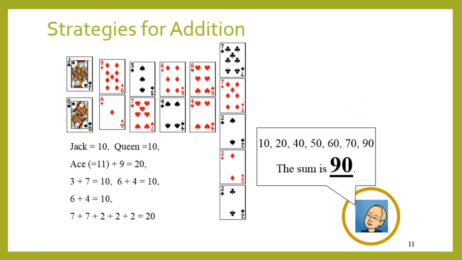So you've got the jack is 10, the queen makes 20, ace and a 9 makes another 20, so you've got 40, 3 and 7 are 10, that's 50, 4 and 6 are 10, 60, another 4 and 6 are 10, 70, and then the remaining ones, 7 and 7 are 14, 2 are 16, 2 are 18, 2 are 20, we've got the sum as 90. So it's a useful strategy that can be used for addition, and useful concrete materials in working out these additions, actually using cards.